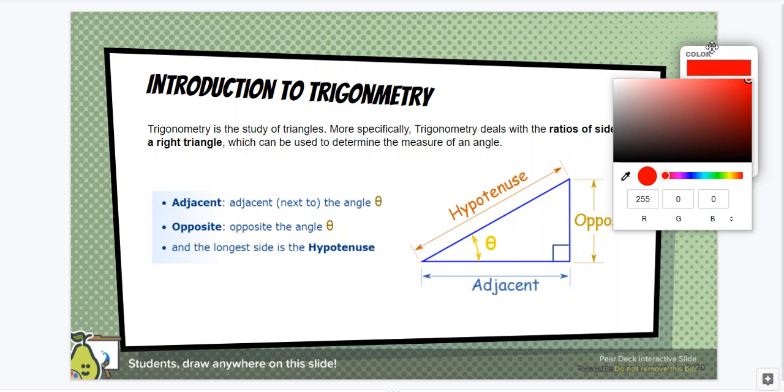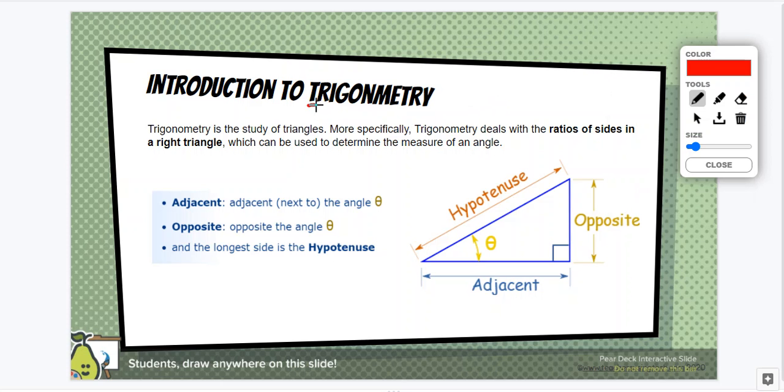So as we're going over special right triangles today, I wanted to introduce you to trigonometry. The first part of the word trigonometry, trigon, means triangle, and metry means measure. So this is literally the measurement of triangles, trigonometry.